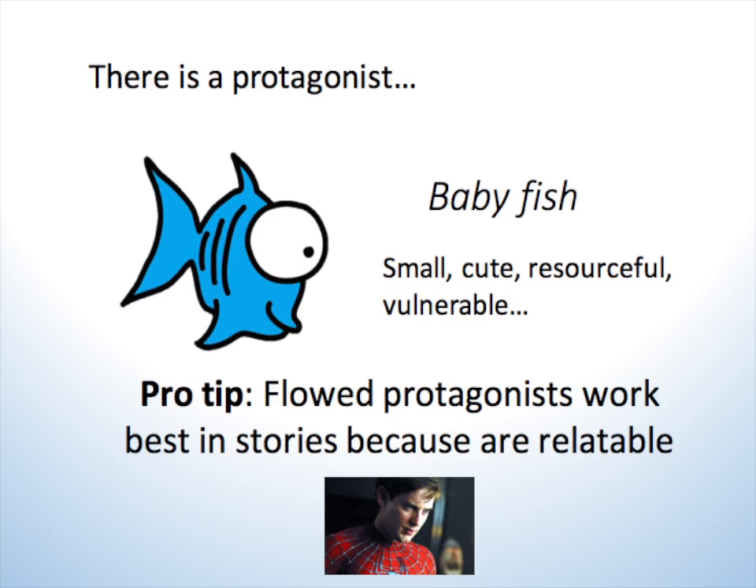First of all, there's a protagonist. In this video, the protagonist is the baby fish, which has some specific characteristics. It's small, cute, resourceful, and vulnerable. And it's very important for a character to have these flaws, because that makes the character more relatable and more human. Every person in this room, every human being on this planet has flaws. No one is perfect. If you put flaws in your character, you'll make your character more relatable to everyone.